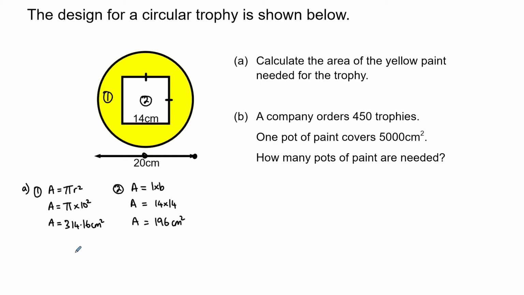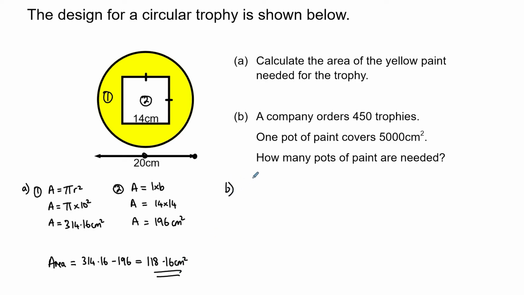Okay, now the area here, the resultant area that's left over for the yellow part, is not going to be an add this time, it's going to be a take away. So if you've ever got a shape cut out, then you're taking away. So we're doing 314.16 minus 196. That's 118.16 squared centimetres. So that's the area of one of those trophies.